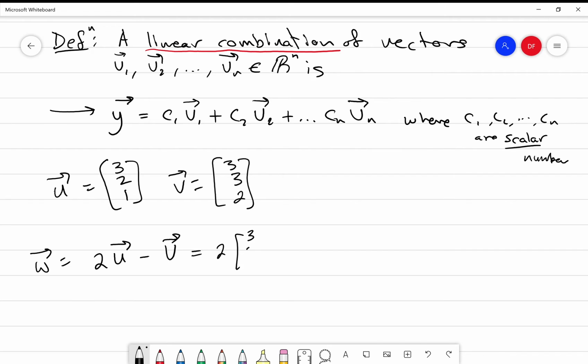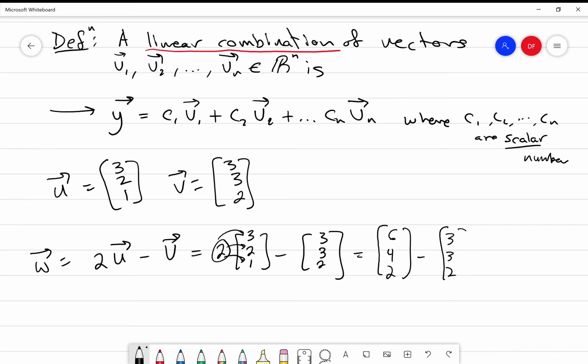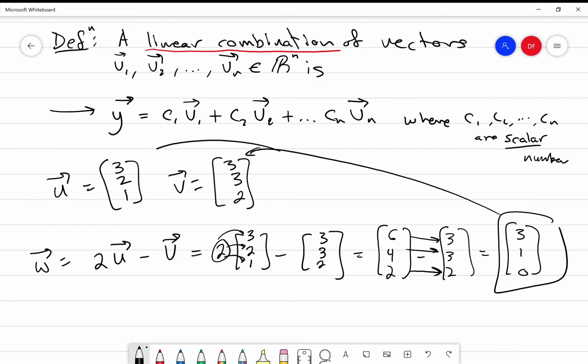This would equal 2 times (3, 2, 1) minus (3, 3, 2). For multiplying a vector with a number, I just multiply. So I'll get (6, 4, 2) minus (3, 3, 2), which is (3, 1, 0). I just subtract each one. Okay? So this right here is a linear combination of these two vectors.